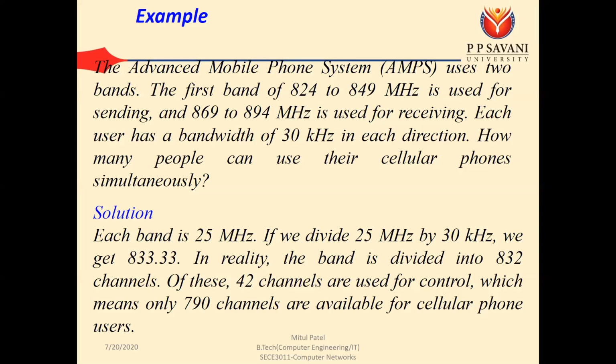The second band is 869 to 894. So you can say that 824 to 849, 849 minus 824, that is 25. Okay, so 25 megahertz for sending and also 25 megahertz for receiving.